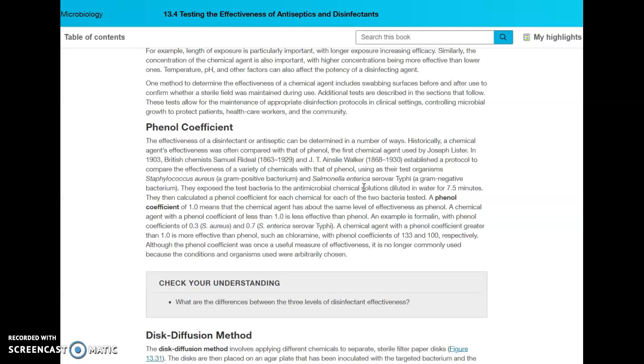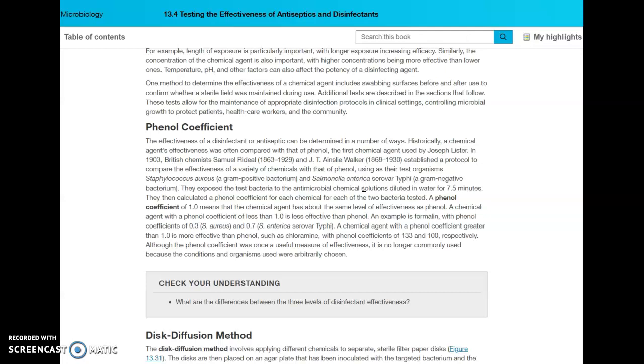They exposed the bacteria to the particular antimicrobial chemical for 7.5 minutes, and then they calculated what they called the phenol coefficient. A phenol coefficient of 1 means that it has the same effectiveness as phenol. If it's less than 1, then it's less effective than phenol. If it's more than 1, then it would be more effective than phenol.